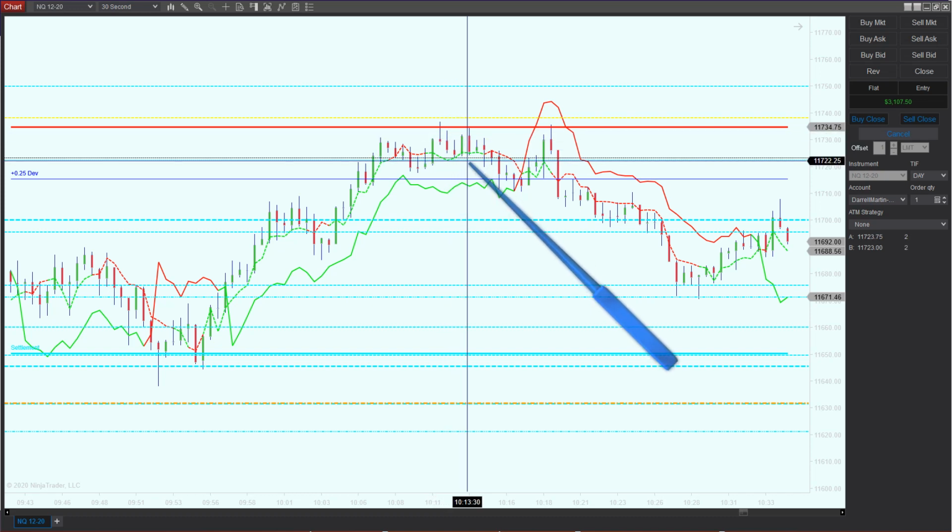Does that make sense, Tony? Those are the 3 exits. You've got your give-it-room trailing exit, you've got your tighten-it-up exit because you're worried, and you've got your target exit because it hit a level.